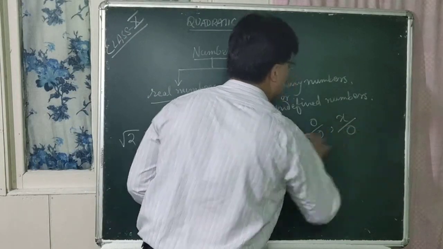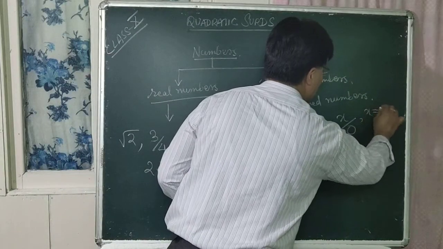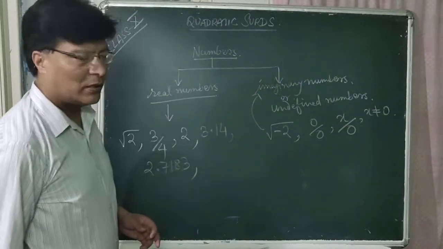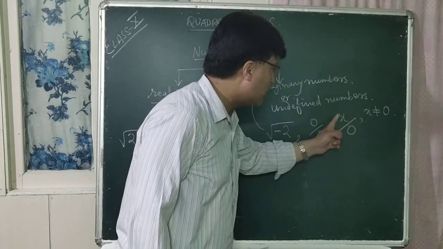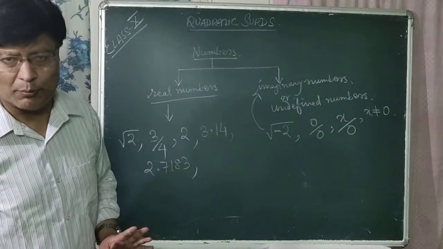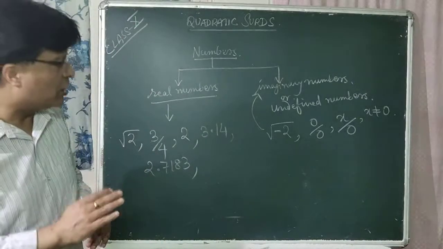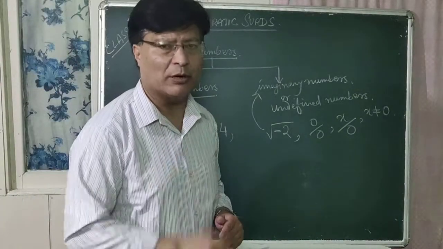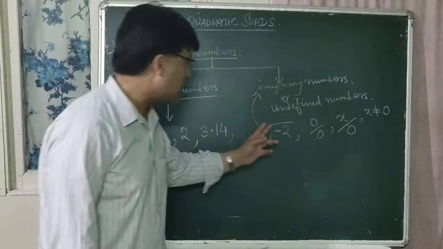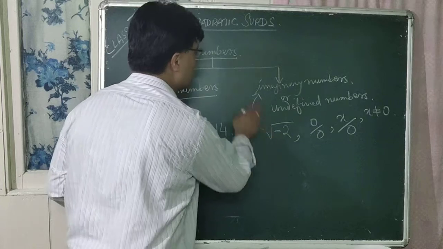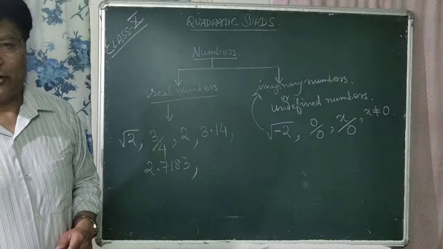Some number divided by 0 is also an undefined number, where x is not equal to 0 in this case. So 0/0 is undefined. If x is not equal to 0, then x divided by 0 is also an undefined number. So something divided by 0 is meaningless. 0 cannot divide any number. So this type of number is known as undefined numbers. This root over -2, which is known as an imaginary number, also comes under undefined numbers.